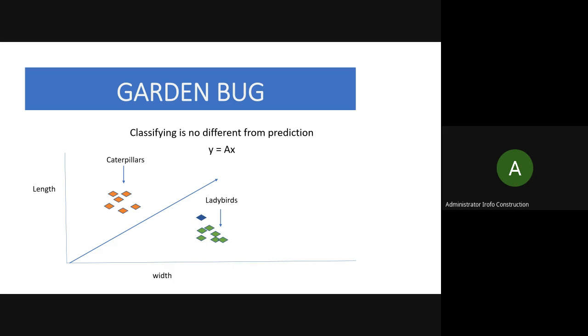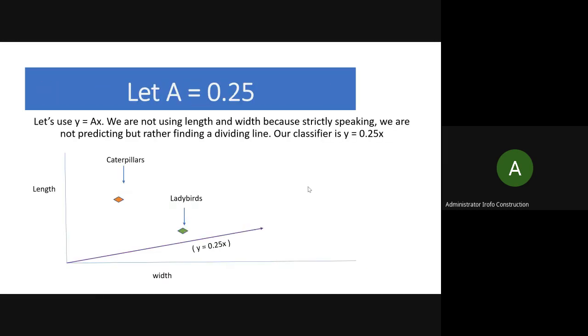All right, since we are trying to draw a line that will separate them, this is what we can do. Let's use our line. Now let's say a is equal to 0.25. Then the line that we are going to draw is y is equal to 0.25x. And someone will ask, how are you able to draw this line? This is how we're able to draw this line.